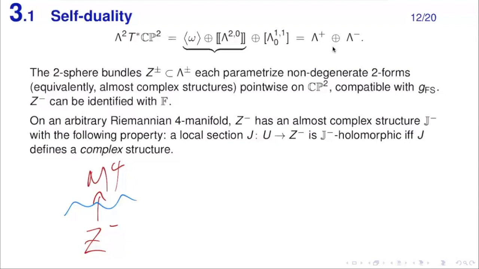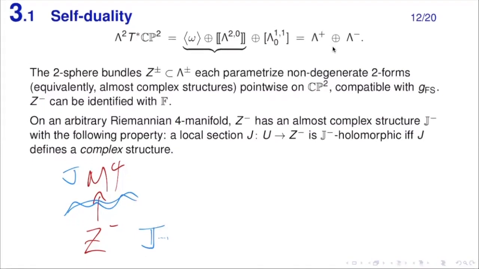And it turns out there is a natural complex structure on Z minus, call it sort of blackboard J, and this section defines an integrable complex structure on M locally if this section is a holomorphic section with respect to this J. Here I've called it J minus, but I'm always talking about the one that can be integrable.